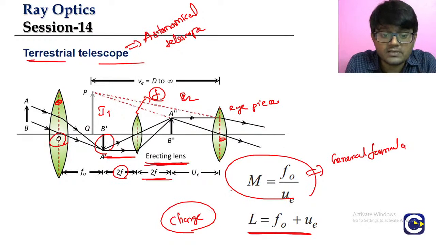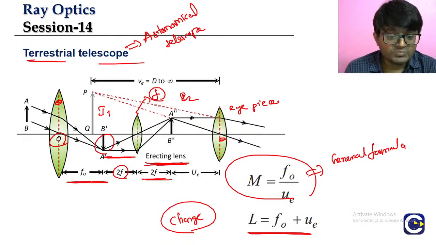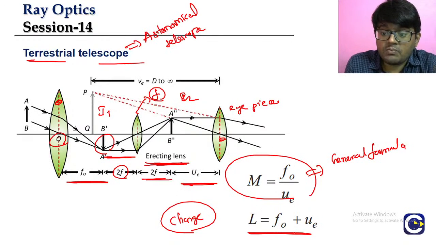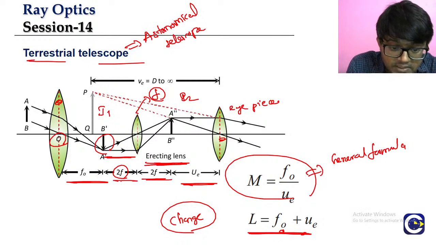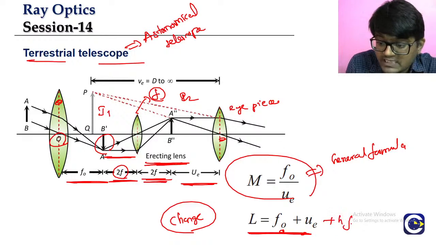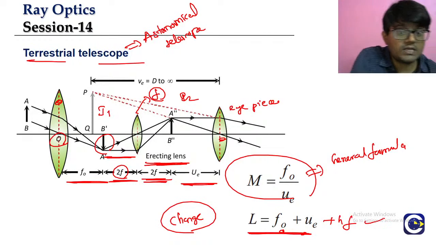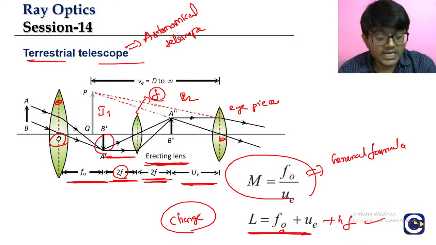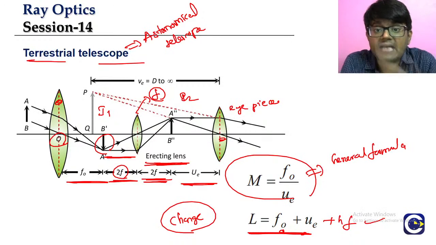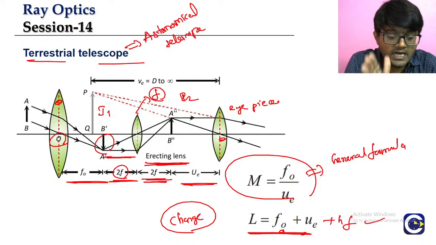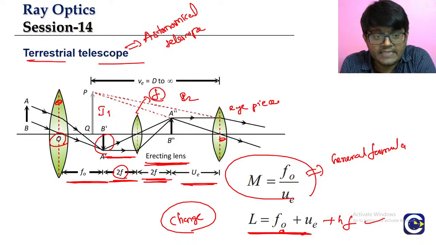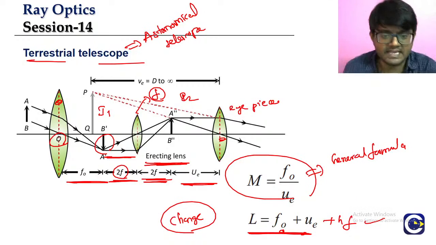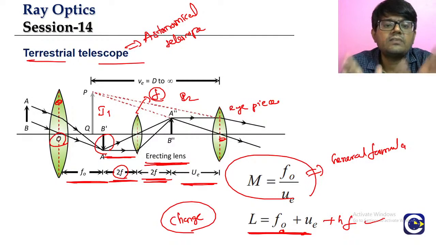Why it will change? Because look at it. This is what? FO. This is FE. For the normal astronomical telescope, what is the length of the telescope? FO plus FE. But here it will be what? 2f and 2f. Totally 4f will come extra. That's it. So whatever the results we have with regard to the magnification, they will be as it is. The astronomical telescope results and the terrestrial telescope results, magnification wise, they will be as it is. The change will come when we are talking about the length of the telescope.